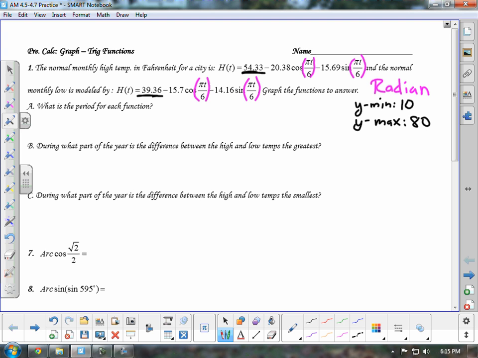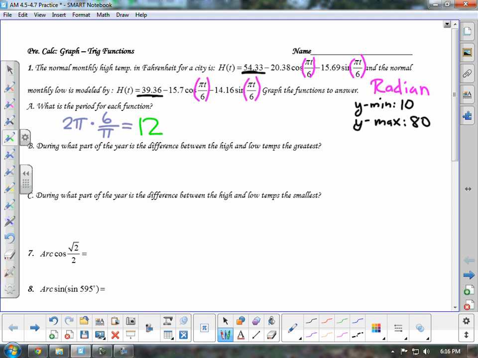Then this first question asks, what is the period? Well, in all of these, it's pi t over 6, and it's dealing with cosine and sine, and both cosine and sine have a period of 2 pi. And then because we have pi over 6 with each one of those, we have to multiply by the reciprocal, which is 6 over pi, and that would get you 12 as the period.